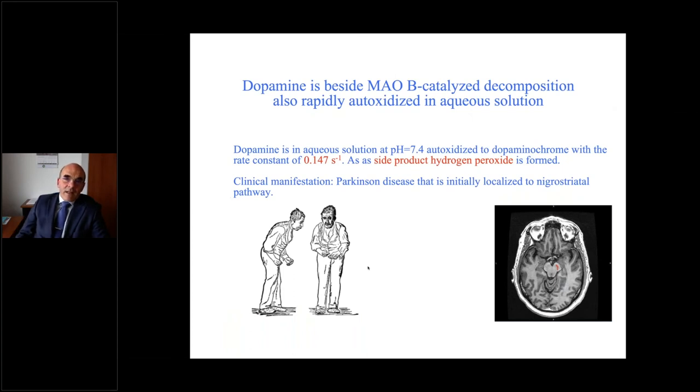Well, dopamine is, besides MAO B catalyzed decomposition, also rapidly auto-oxidized. The rate constant is 0.14 per second. And again, as a side product, we have hydrogen peroxide. The clinical manifestation is Parkinson's, and the damage to the dopaminergic neurons is initially located in the nigrostriatal pathway. This is the red part here that is responsible for movement.